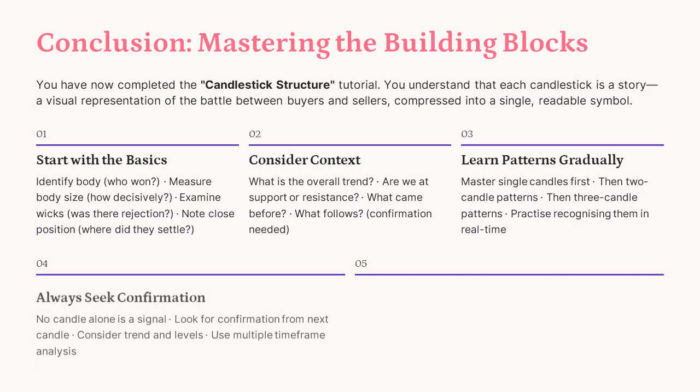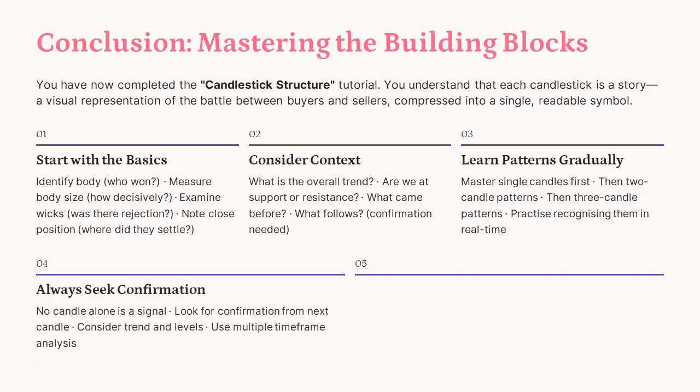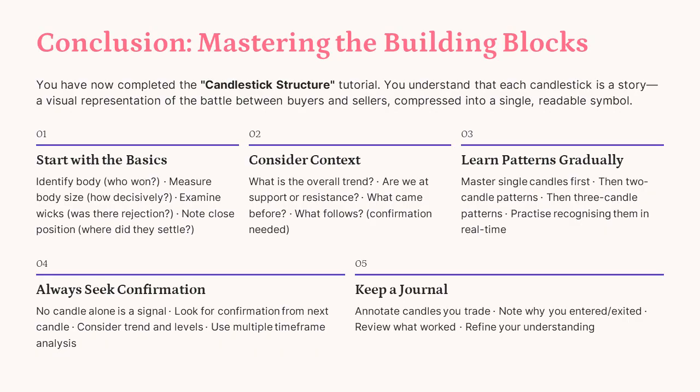Step 4. Always seek confirmation. No single candle alone is a trading signal. Wait for the next candle to confirm. Consider the trend and key levels. Use multiple time frame analysis. Step 5. Keep a journal. Annotate the candles you trade. Note why you entered and exited. Review what worked and what didn't. Refine your understanding over time.